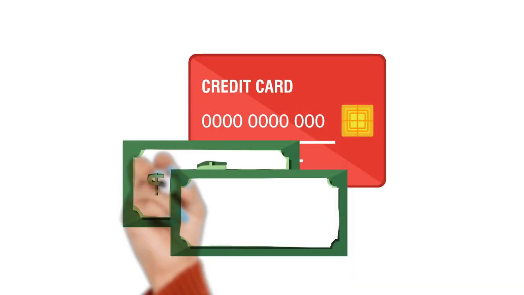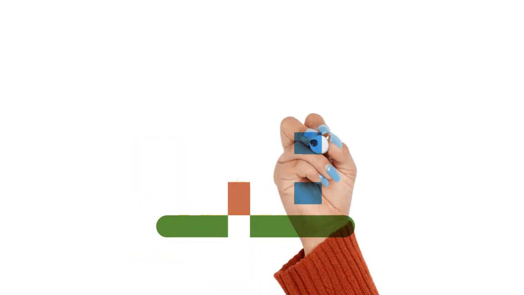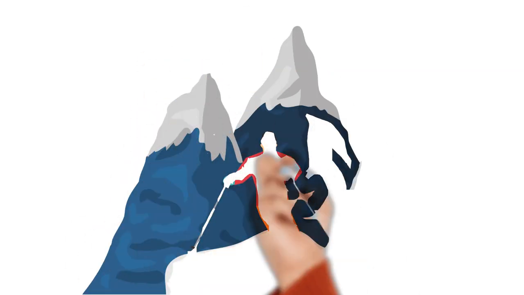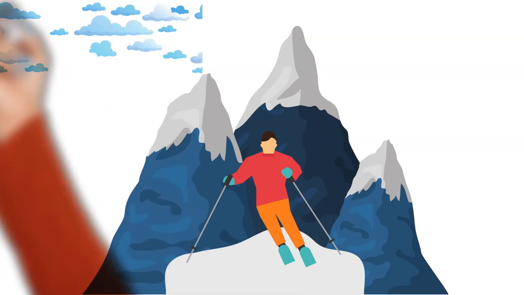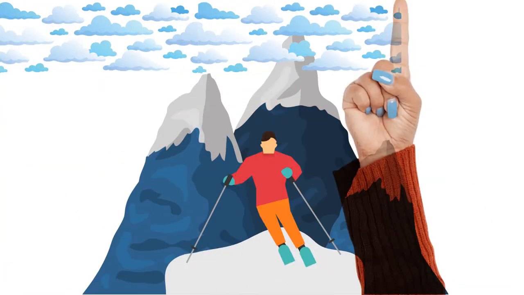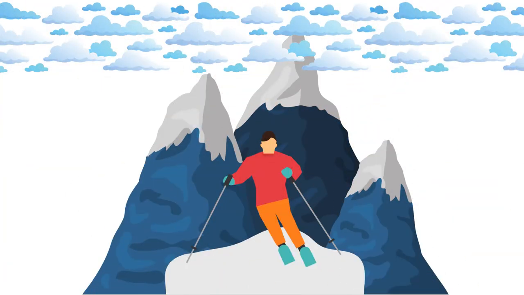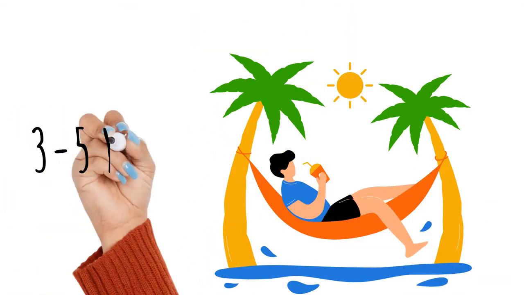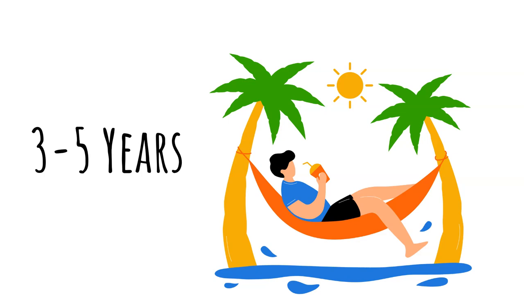Maybe he wants to pay off his credit cards, buy another property, or go on an epic skiing trip in the Alps. The sky's the limit. Well, mostly. When Jack has this money, he relaxes for another 3 to 5 years.